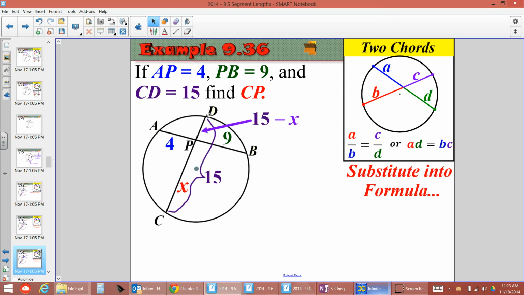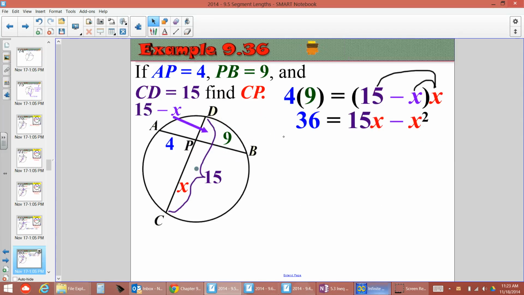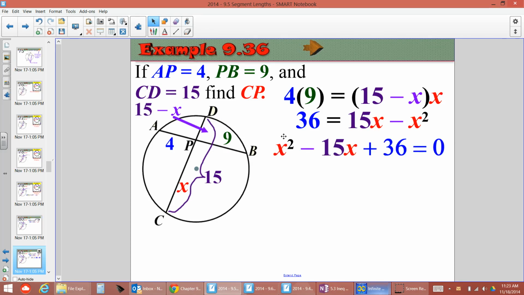I say this little piece here, PD, isn't 15. 15 is the whole part. And then if I take away x, I'm left over with this. So I have 15 minus x. I multiply them through, and I end up with 36 is equal to 15x minus x squared. I solve by adding x squared over, I subtract 15 over, and I end up with, hey, that's a quadratic.